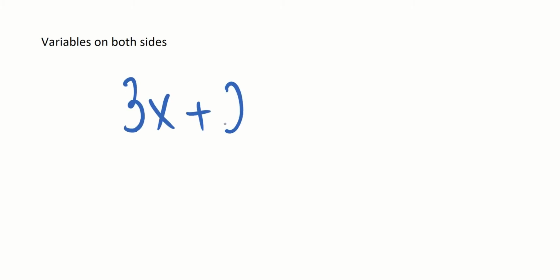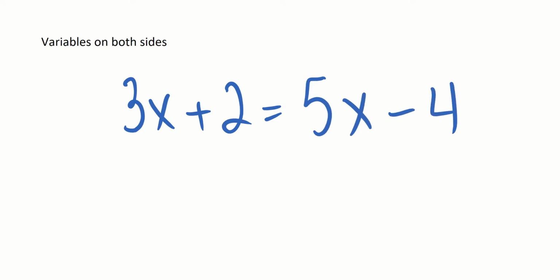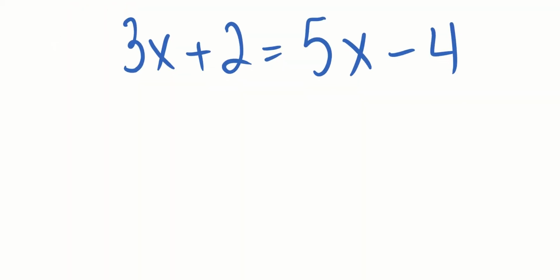There are a few different types of multi-step equations we might come across. One is where we have variables on both sides. So if I have 3x plus 2 equals 5x minus 4, my job is to get the variables on one side, numbers on the other, and then solve.